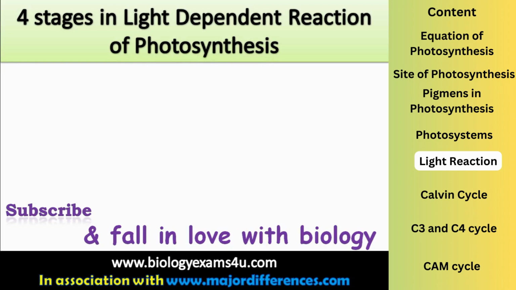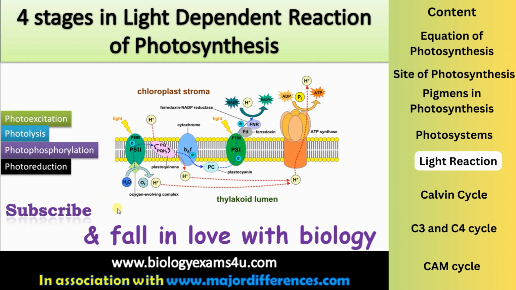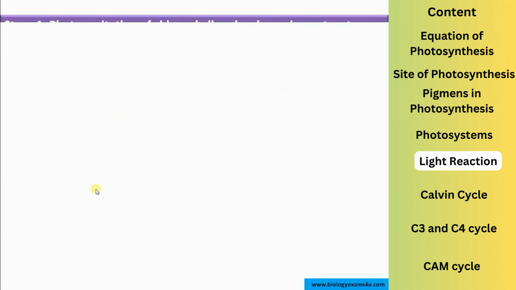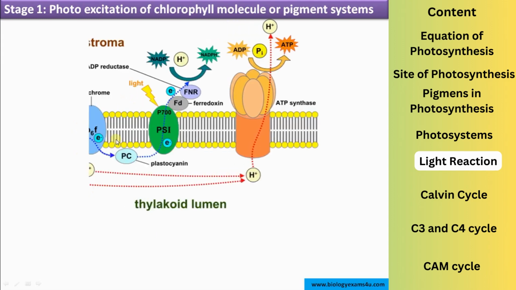The 4 stages in the light-dependent reaction of photosynthesis. We have divided the entire process into 4 stages for the sake of understanding. Remember, all may be happening at the same time. These are the stages: photoexcitation, photolysis, photophosphorylation, and photoreduction. And we'll be discussing these within 3 to 5 minutes. Starting with the first stage, that is the photoexcitation of chlorophyll molecules or pigment systems.